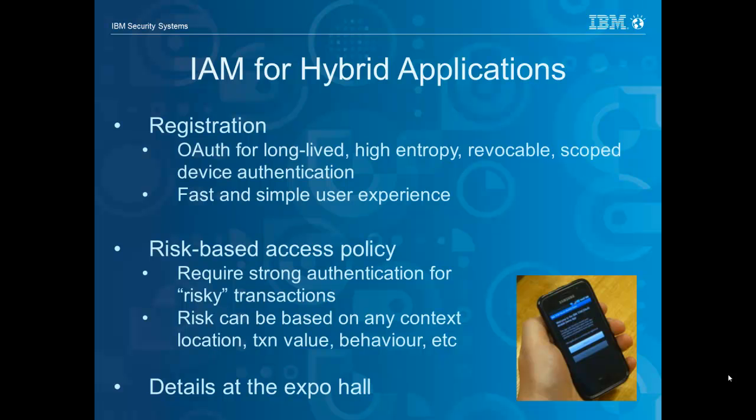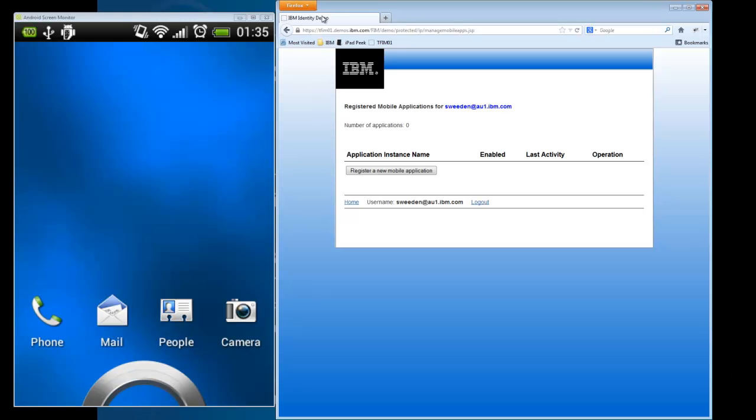That's the particular context that I've applied in this demonstration. But the context can be based on any variety of data available in the mobile world. For example, it might be based on geolocation, behavioral data that's been tracked for the user, access at a weird time of day, anything that can be gathered or discovered from the context of the current transaction. This demonstration is also available in the expo hall, and I can go into a lot more detail about it there. So let's switch now to the demonstration itself.